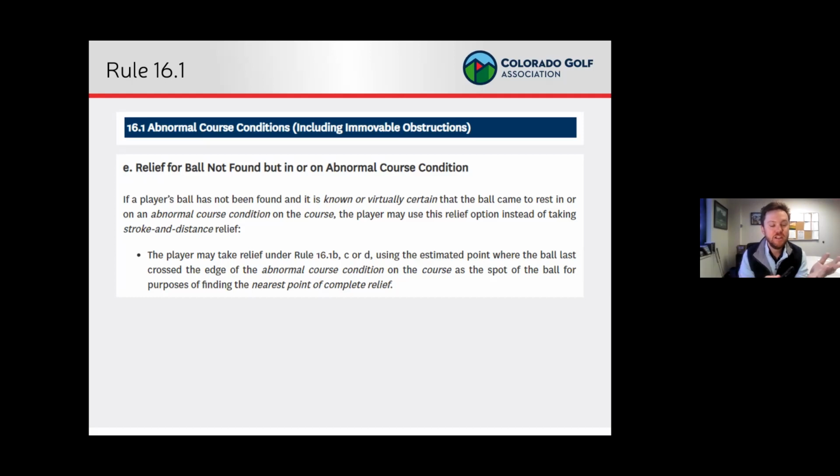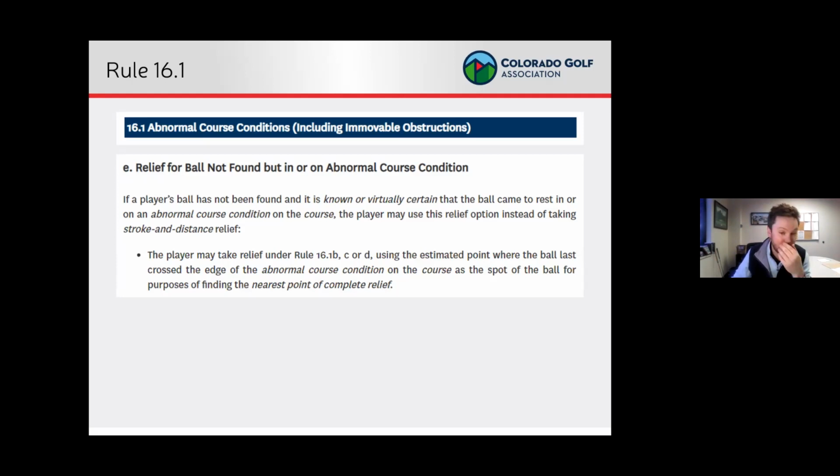And if this area of temporary water is in the fairway, that's the general area, 16.1b. If it's 16.1c, if the big puddle of water is in a bunker, let's say you roll it over the back of a green and it barely rolled over, and you look behind the green, there's a big bunker with a big puddle of water. We can be known or virtually certain that if you don't find the ball, it's in that area of temporary water. You use 16.1c, which is the bunker we just talked about, or D, that's on the putting green.